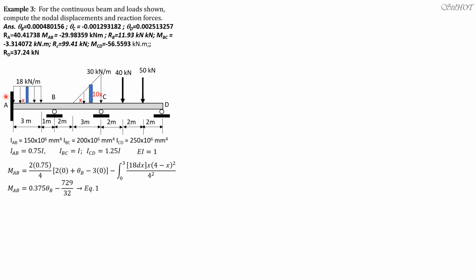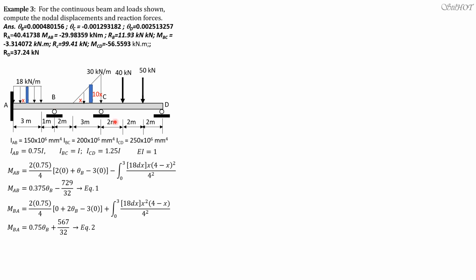Likewise, moment BA is equal to 2 times 0.75 over 4 times the quantity 0 plus 2 theta B minus 0, plus the integral from 0 to 3 of 18 dx, x squared this time, then (4 minus x) over 4 squared. Simplifying, moment BA equals 0.75 theta B plus 567 over 32. Call that equation 2. Next, we proceed to span BC.